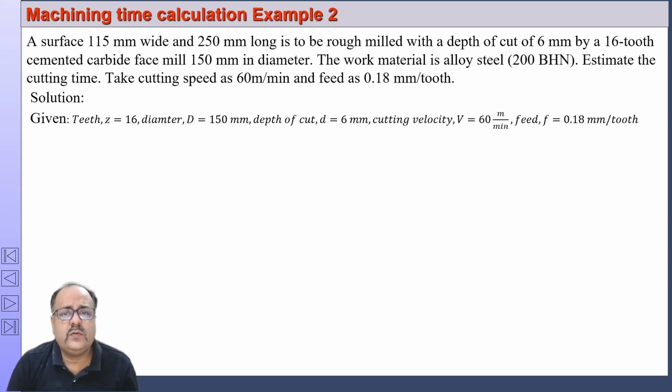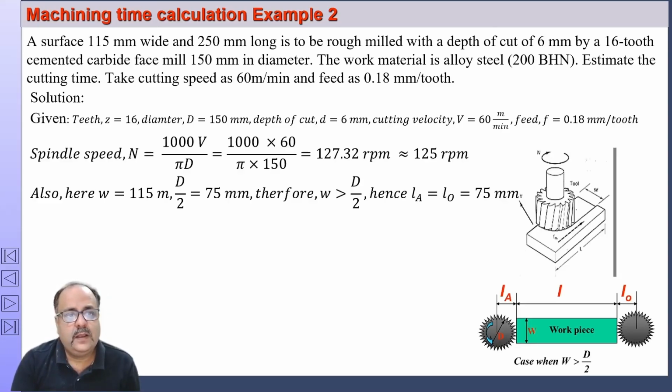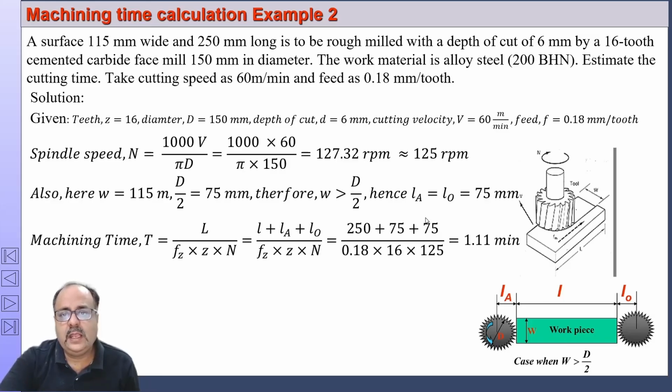So what do we have to do? We have to do face milling operations, and the width of the cut is how much? 115. So can we remove 115 with a face mill of diameter 150? Yes, we can. And W is greater than D by 2. So therefore LA is equal to L naught is equal to D by 2, that is 150 by 2, which gives 75 mm.